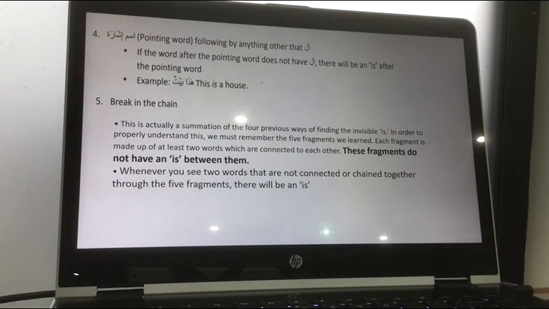And the fifth one is the combination of all the four, meaning whenever you see our 5 fragments that we learned, if we don't find one fragment attached to another fragment, there's a break. So one is attached to this one, the second one is attached to the third one, but the third one is not attached to the fourth one. Whenever you see a break in the chain, you put an "is" there.